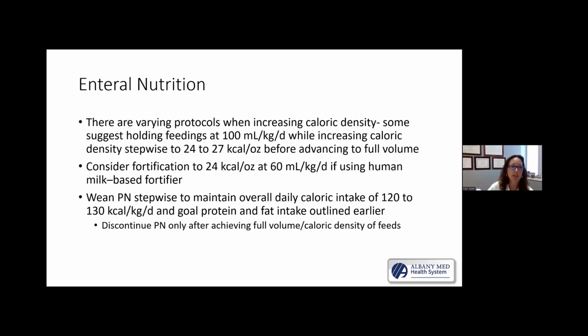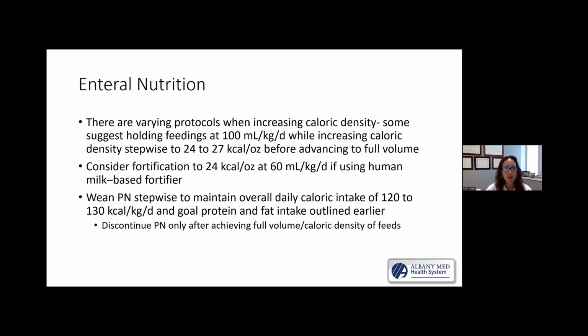We do in our unit advocate fortification. Currently, we're using a human milk-based fortifier to continue an exclusive human milk diet at our infants most at risk. And so far, we've had good success in tolerance and decreased rates for necrotizing enterocolitis.